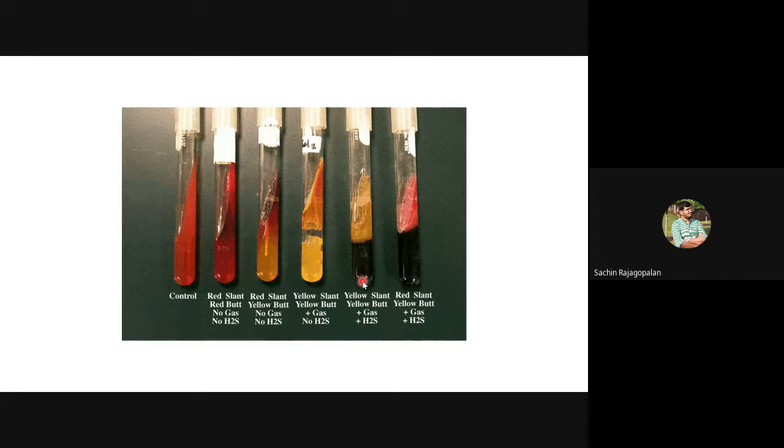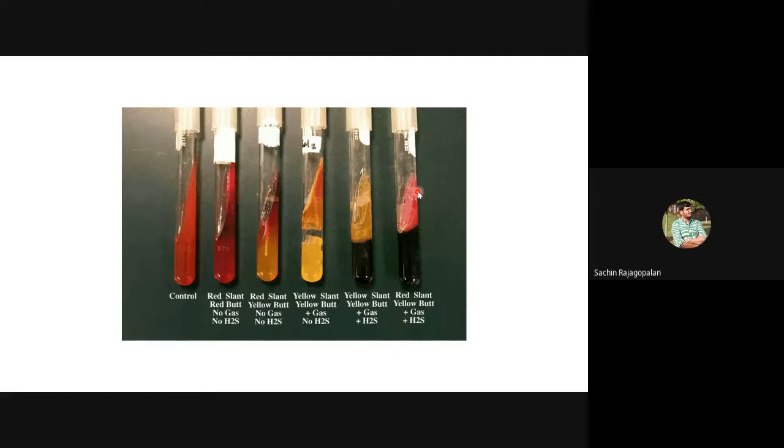Yellow slant, yellow butt. Okay, butt region dikh raha hai upar, yellow hai colour mein. Aur dekho poora black ho chuka hai and there are bubbles. Idhar dekho bubbles dikh rahe hain, chhote chhote bubbles. Right? So that is yellow slant, yellow butt, positive for gas, positive for H2S. What does this indicate? What is it utilizing? Two or more sugars. And it is giving me H2S production.